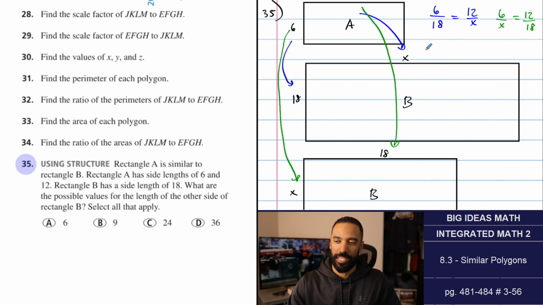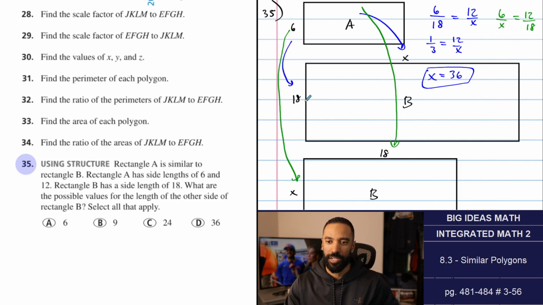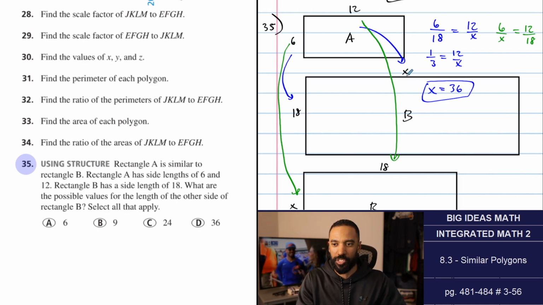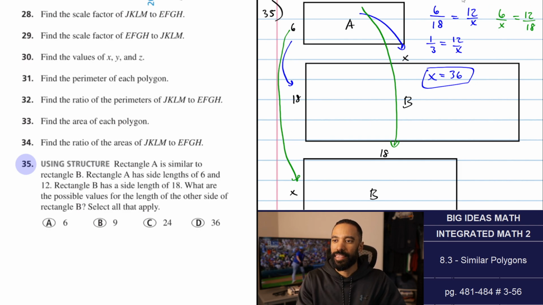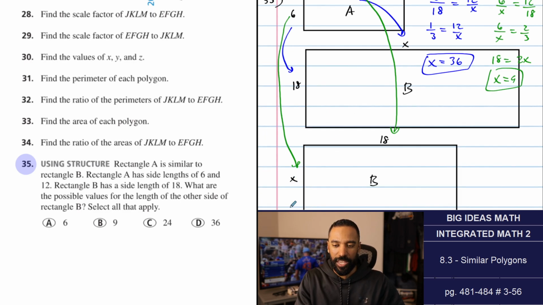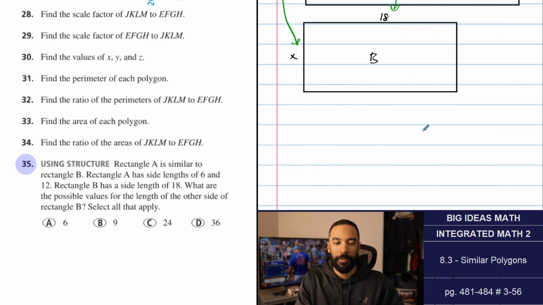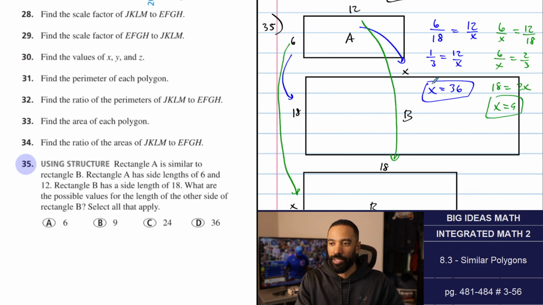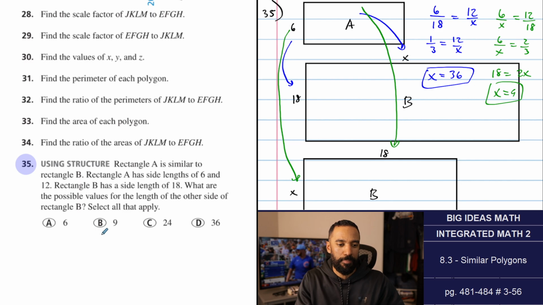So if I reduce this one here, I get 1/3 equals 12 over x, and x equals 36 is one option, because 12 is twice as much as 6, 36 is twice as much as 18. That's one way you can put it. And then if I reduce this guy, 6 over x equals 2/3, cross multiply and divide, and I get x is 9. So this would be 9 in this case, 9 to 18. 18 is twice as much as 9. It still works out. All right, that's number 35. Oh, hold on. That didn't really answer. So 36 and 9, it's going to be B and D, not C, not A.